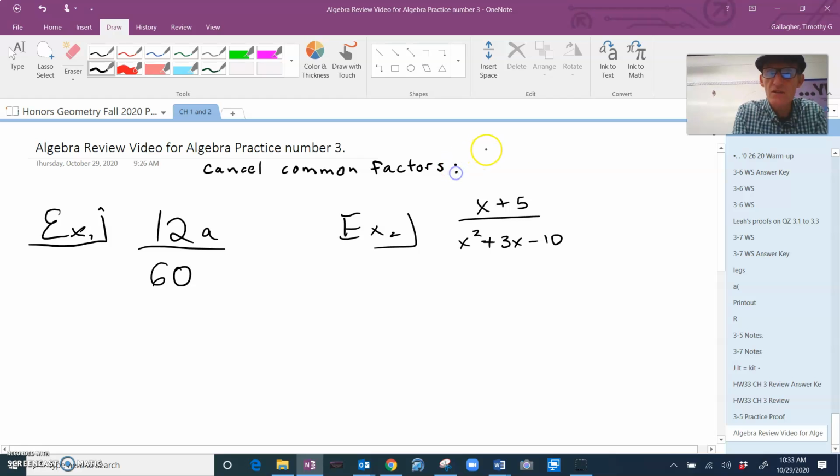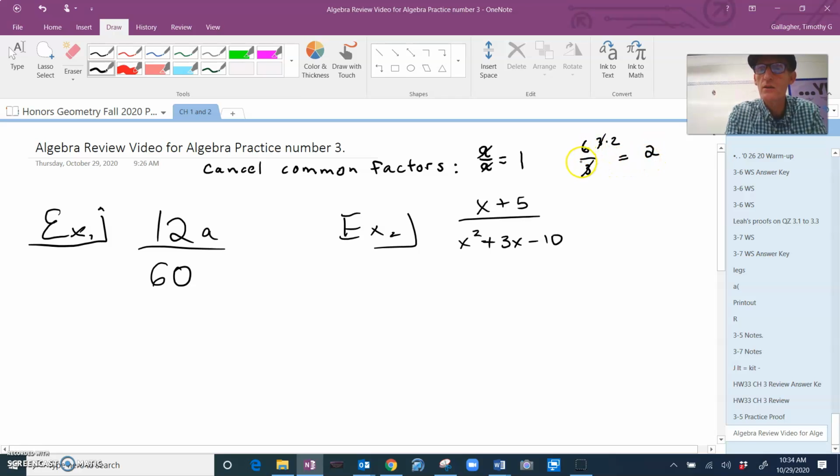So what that means is if I have A over A, those are two factors that cancel, and I end up with 1. If I have 6 over 3, the common factor is 3. So you would say, well, 6 can be written as 3 times 2, and then the common factor of 3 gets canceled. So 6 divided by 3 ends up being 2.